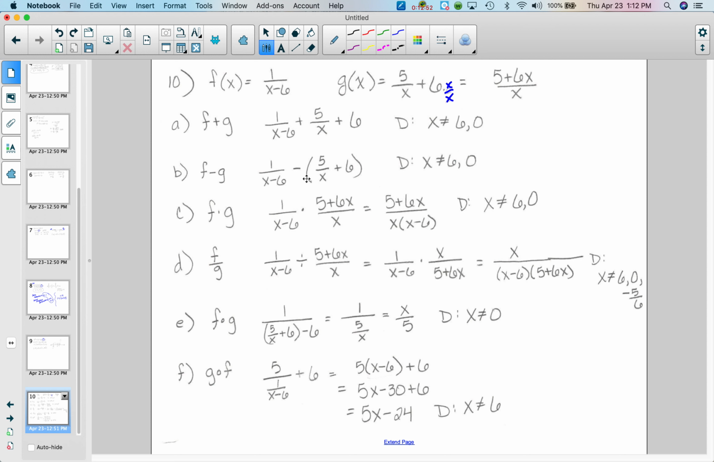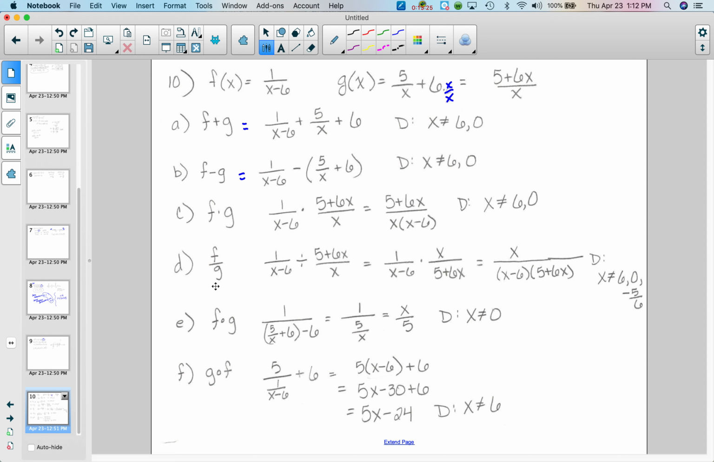F minus g, change it to a minus sign. I could have done these. Change it to a minus sign. You would need parentheses around here though, because you're subtracting that whole thing. I could have written this in there instead, 5 plus 6x over, I could have done that. F times g of x. This time I used the f of x value, and then I used this that I had, the 5 plus 6x over x. But really nothing canceled anyway, so it didn't really do much for me. However, now I can say x can't be equal to 0 or 6.